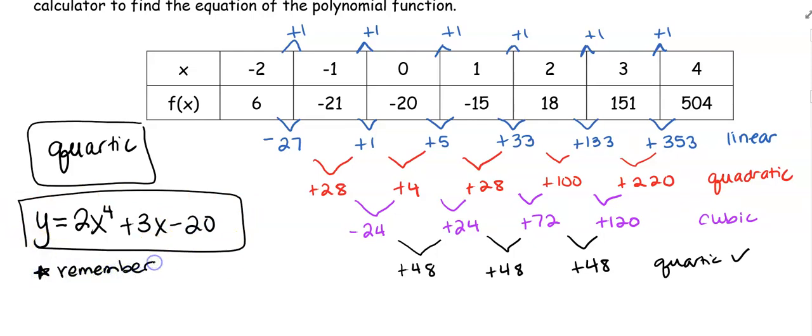Remember, e to the negative number really means 0.